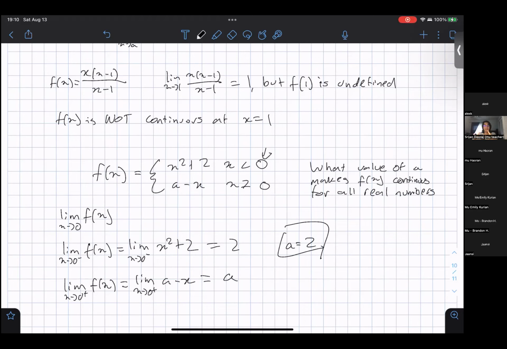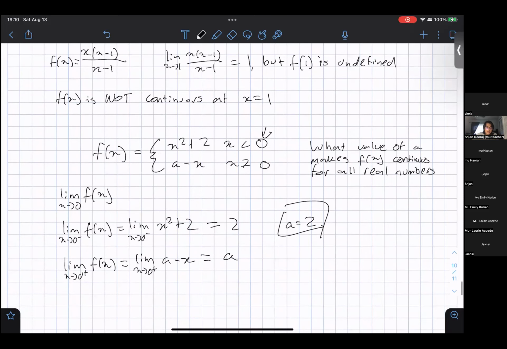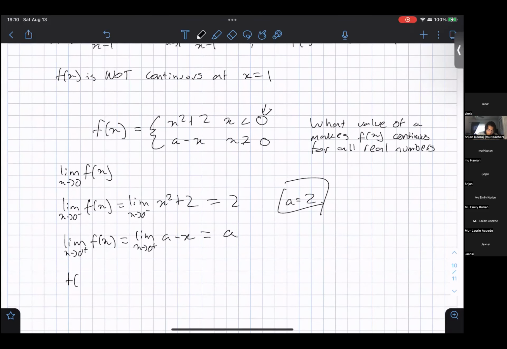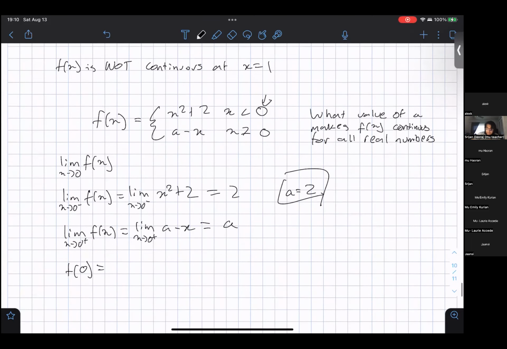So this is a pretty basic example, but it gets a little bit more complicated. You'll have multiple functions, like 3 or 4 different functions, and it'll be a bit more complicated. But this is the idea. But one last thing to check again is that f of 0 has to be equal to the limit. So the limit is 2. But we see that f of x is equal to a minus x for x greater than or equal to 0. So we can just plug in 2 minus 0, which is just 2. So we can say that it's continuous at 0.